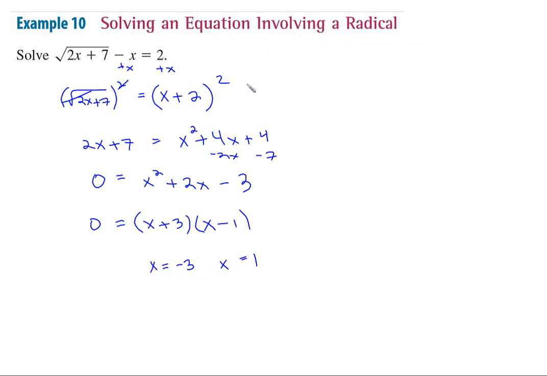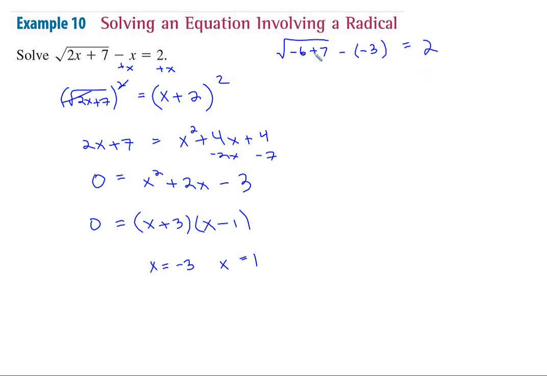Now, when you're working with radical equations, you always want to check your answers, right? Just because you get some answers doesn't mean they're right. So we plug the negative 3 into the original problem. So square root of negative 3 times 2, that's negative 6, plus 7, minus negative 3. Does that equal 2? It has to give you 2.